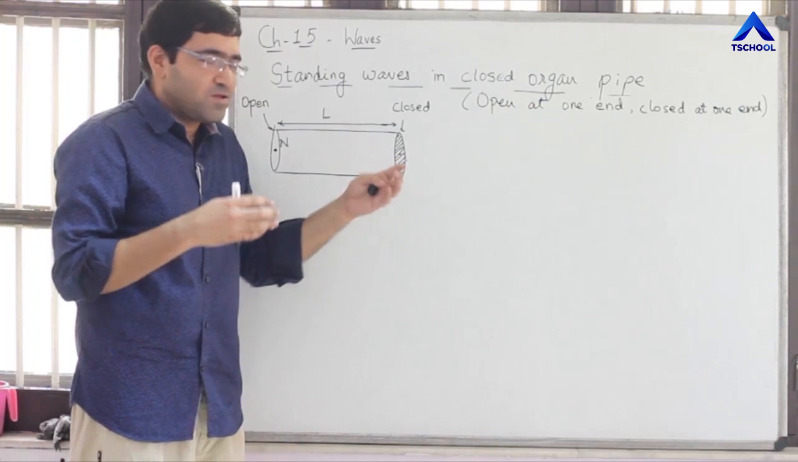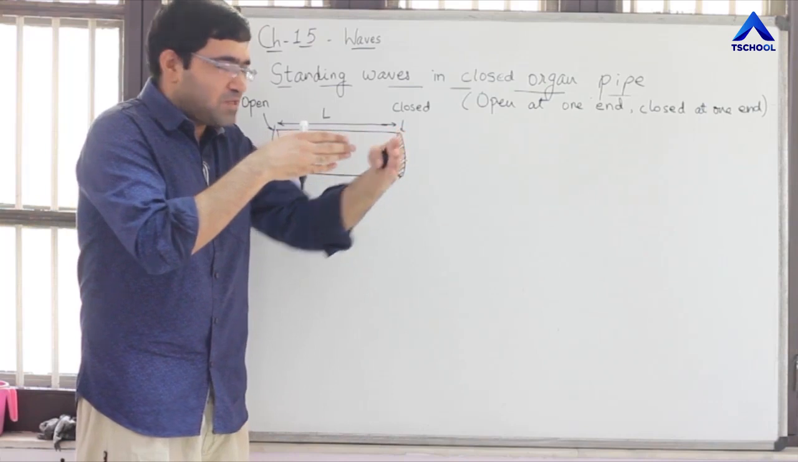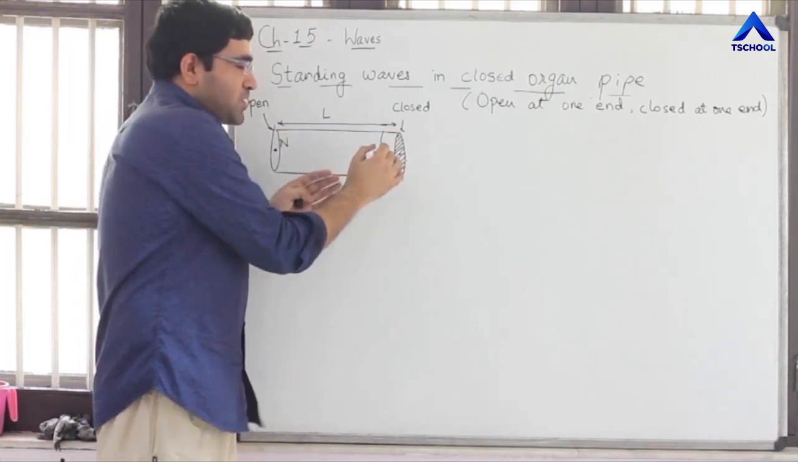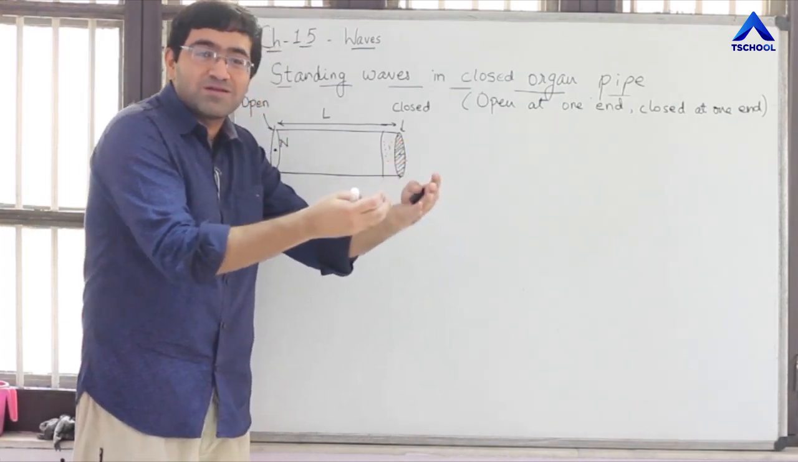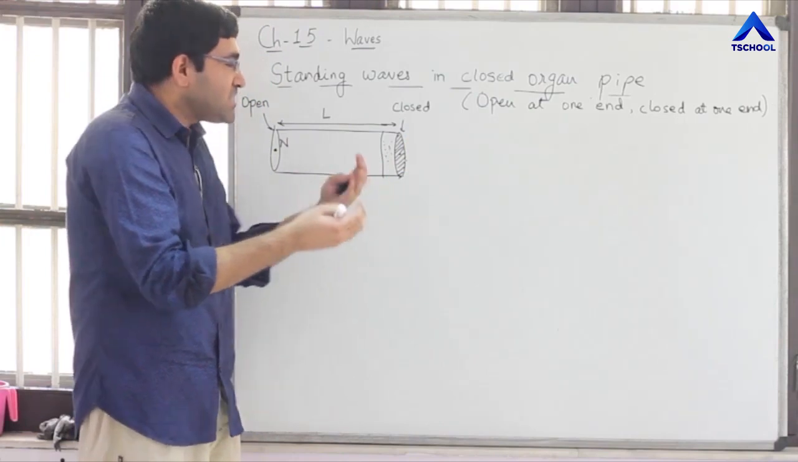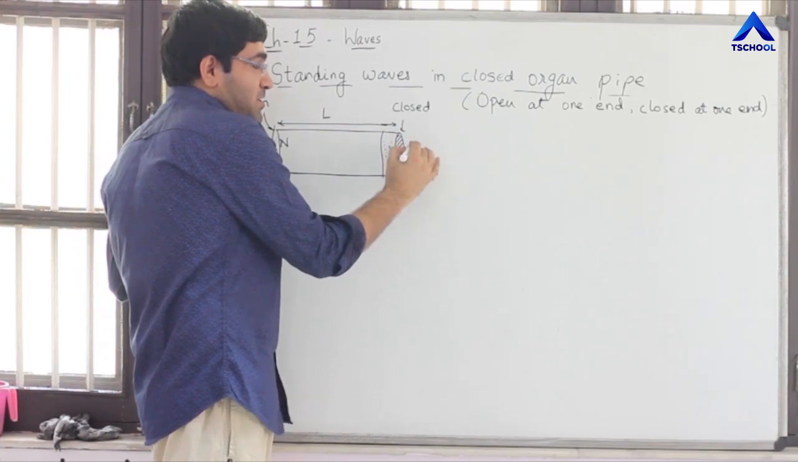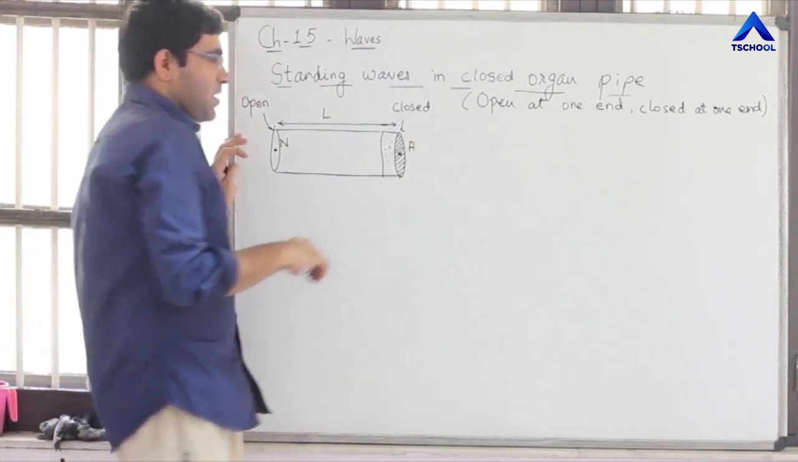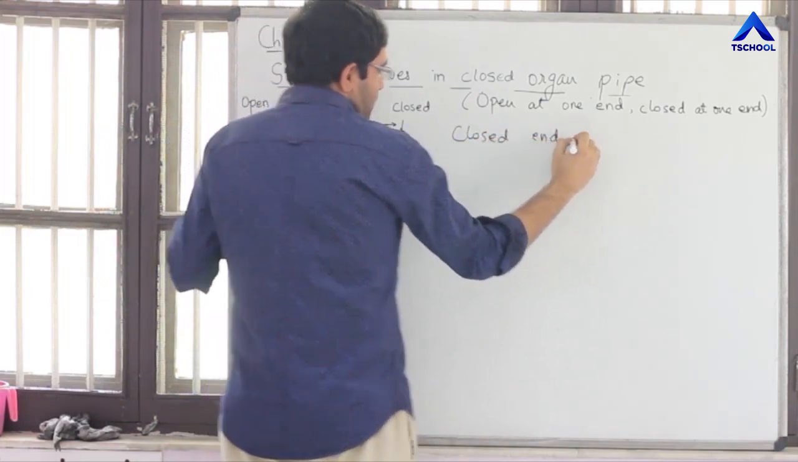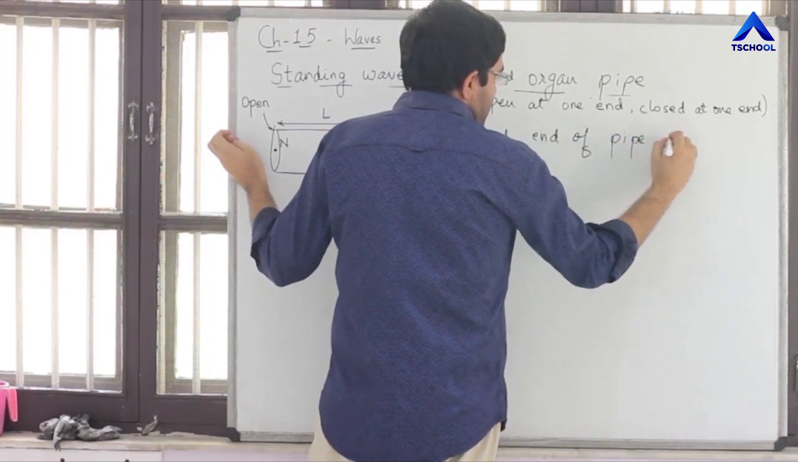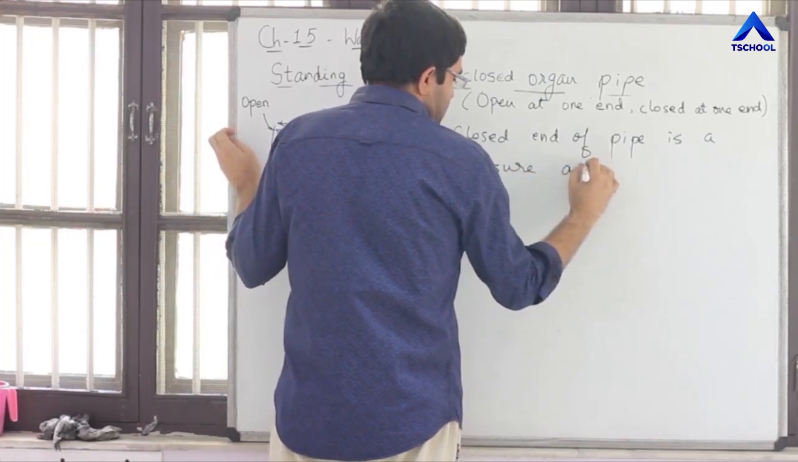I'll repeat what I've said. At the end point, the molecules can't move. So what happens is, when the molecules of the previous zone move towards the wall, that's it. The pressure over there will increase, and hence it is necessary that at this end you have a pressure antinode. So to sum it up, I'm going to write it here, that closed end of pipe is a pressure antinode.